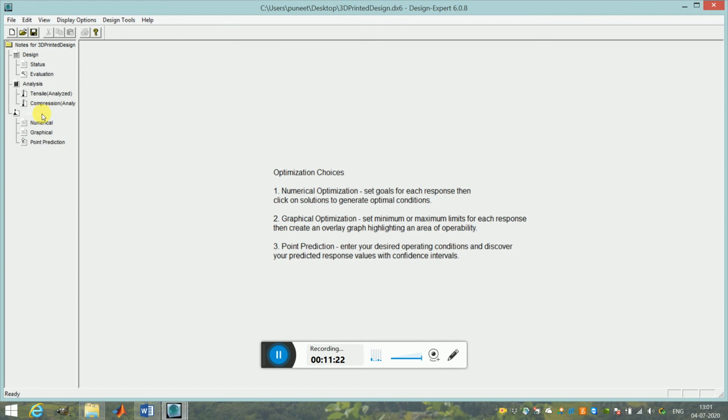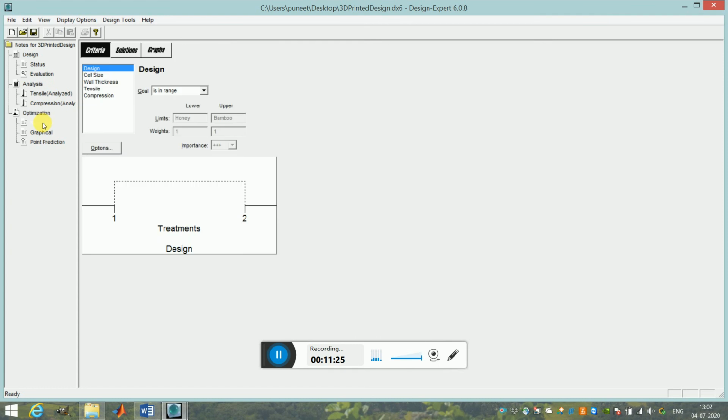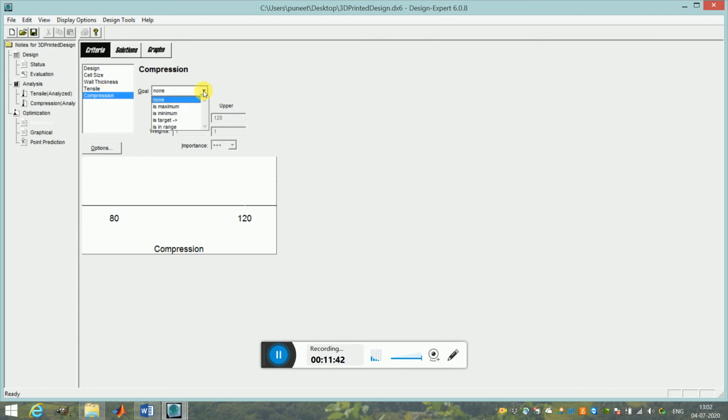Now I want to optimize. There you have to go for numerical optimization within these two designs, and whatever cell size range and wall thickness we have tested. For tensile strength, I want maximum tensile strength, and for compression, I want minimum. So maximum tensile and minimum compression. Let us find out the solution.